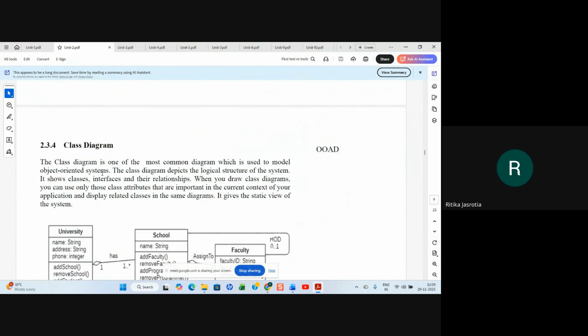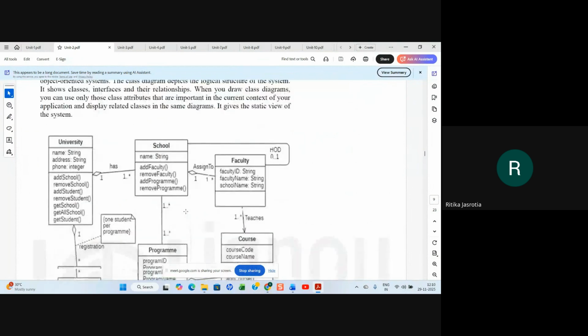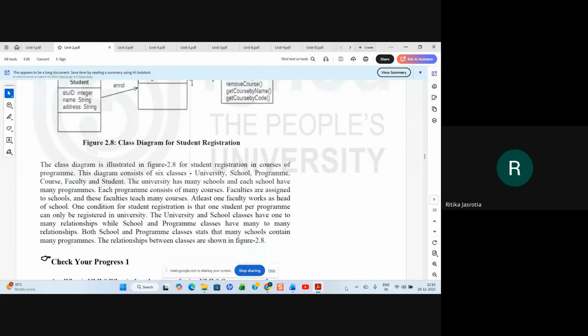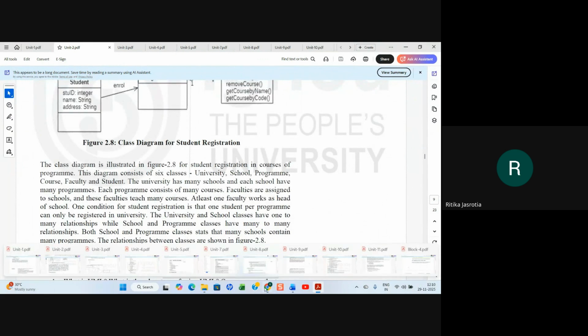model object-oriented systems. The class diagram depicts the logical structure of the system. It is a static or structural diagram. It shows classes, interfaces, and their relationships. When you draw a class diagram, you can only use those class attributes that are important in the current context of your application and display related classes in the same diagram. So this is the example they are showing of the class diagram, right? So you can give an explanation here.